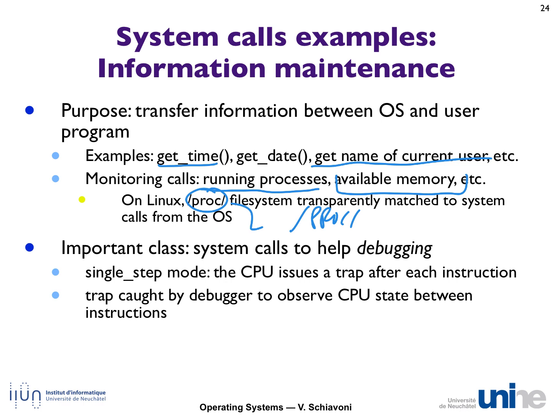There are also a bunch of other system calls that are important to debug the OS. For instance, there is one that is called single step that allows the CPU to issue a trap, so an event that says, okay, I've executed one instruction, let's stop for a moment and let's see the state of the system as it is now, the state of the memory, state of registers, and so on and so forth. And this is useful, for instance, when you are debugging a given program that you know will crash at some point and you want to know exactly step by step what is going on.